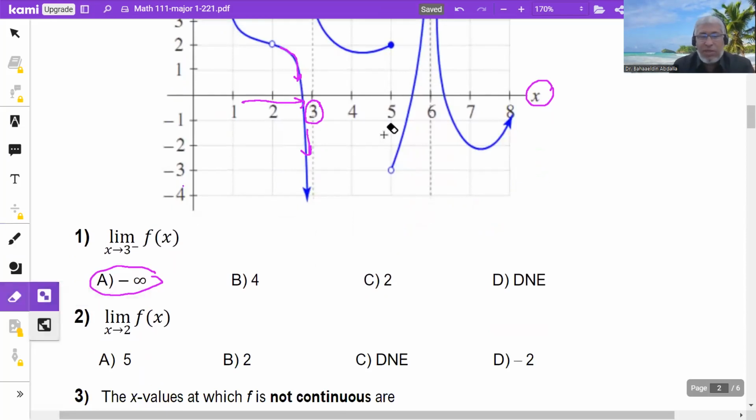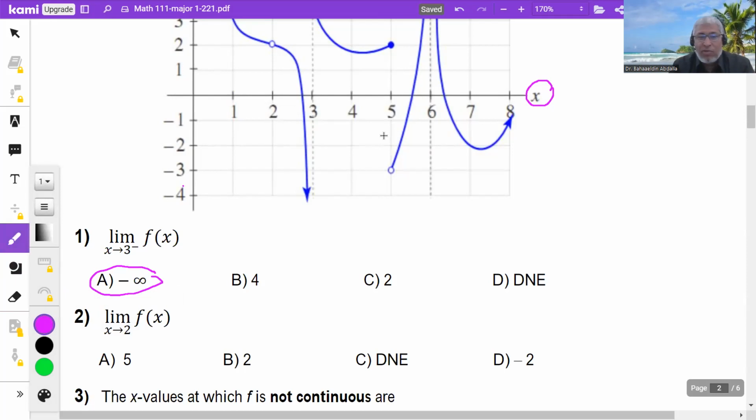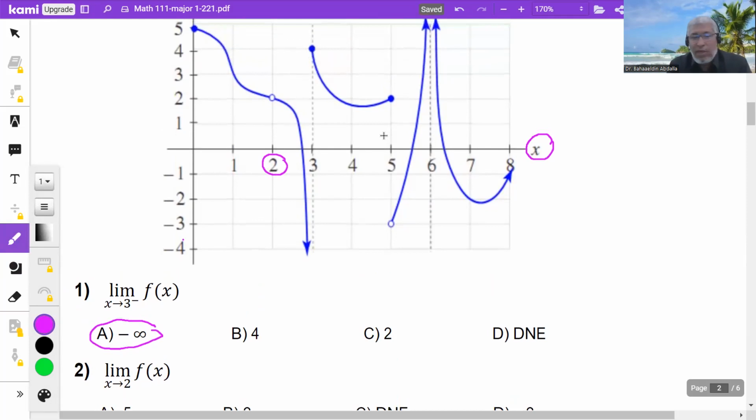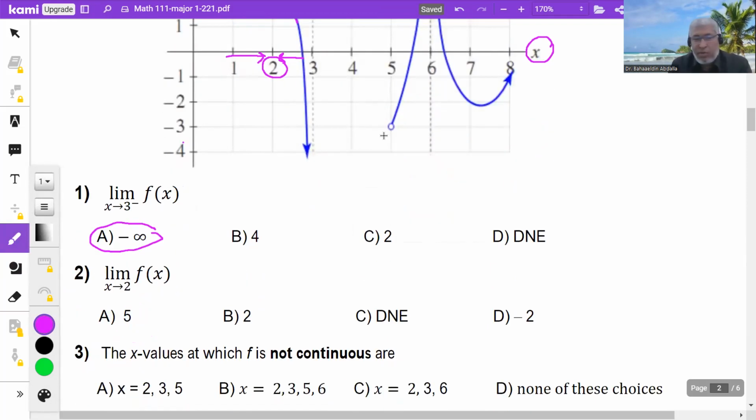The second question, find the limit of the function when x approaches 2. In this case, I'll concentrate on 2. Well, x can approach 2 either from the right, and in this case, the function will approach this number, which is 2, or from the left, and in this case, the function also will decrease to this number, which is 2, so the limit is 2.